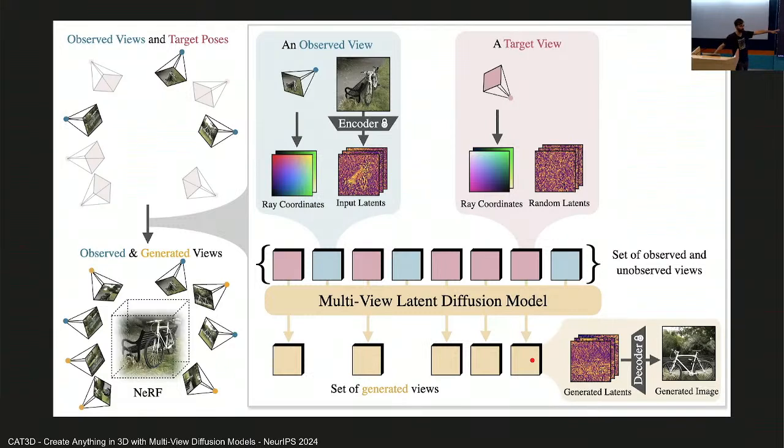So this is trained on large-scale 3D data, multi-view data. And once it is trained, you just give it 3 to 5 images of a scene. It will generate novel views in one shot.